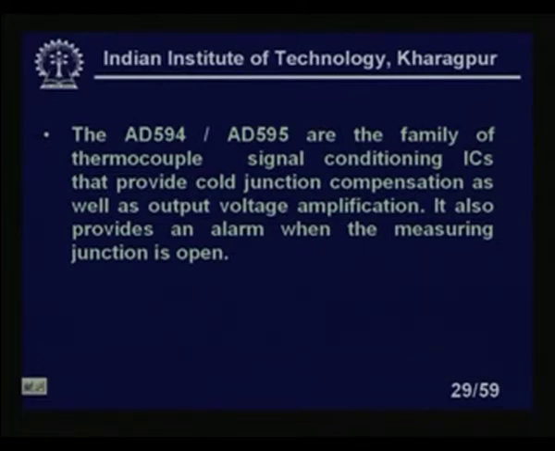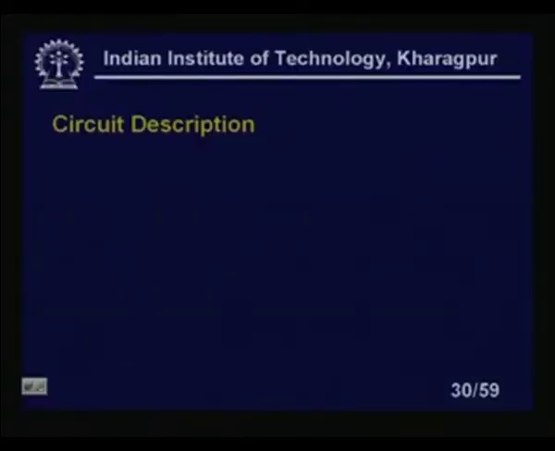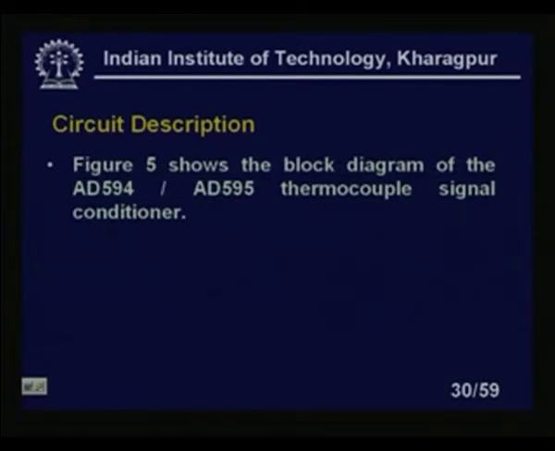AD594 and AD595 are a family of thermocouple signal conditioning ICs that provide cold junction compensation as well as output voltage amplification. They also provide an alarm when the measuring junction is open, for example when it is cut, or if it is made by welding and the weld is broken. I need some annunciation, some alarm, and that is possible with this particular chip. Circuit description: obviously it saves a lot, since I don't need additional circuits to achieve these extra features.